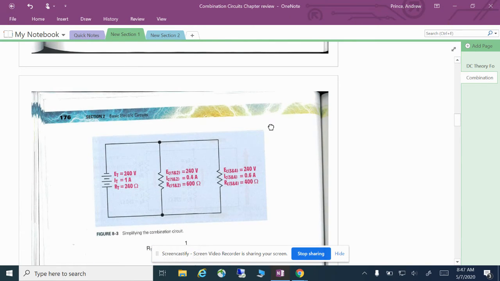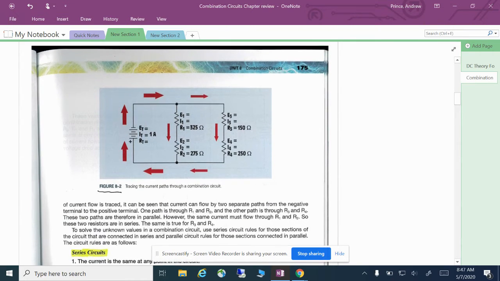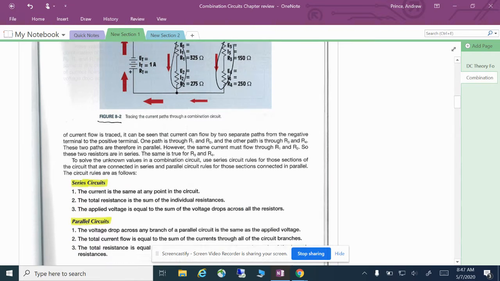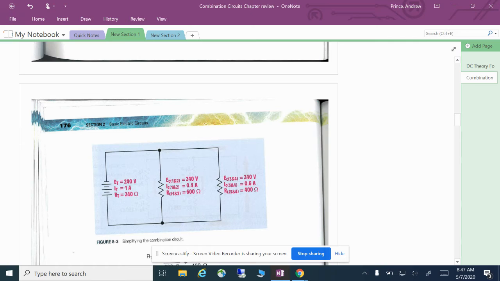So 8-3 is a simplified version of 8-2. So you see they've got 2 sets of resistors here. They've actually just added those values together to combine them to one set of parallel resistors. So that one set of parallel resistors doesn't really tell us anything by itself, but it gives us the ability to now combine these two using the parallel resistance formula that we know.